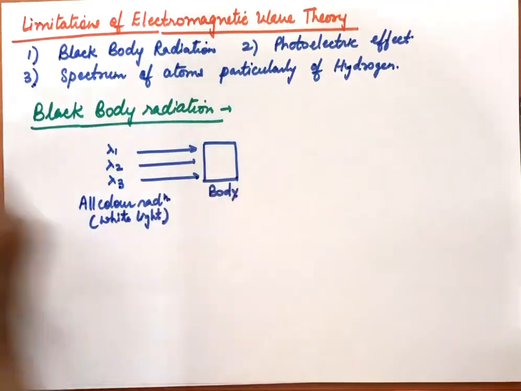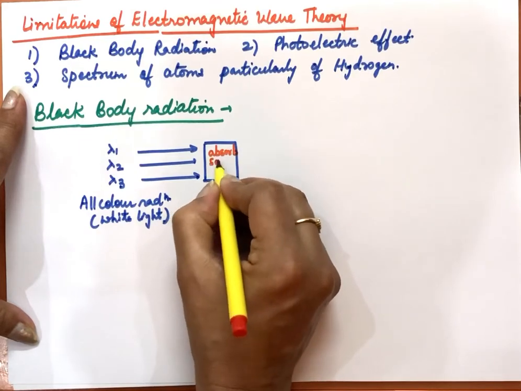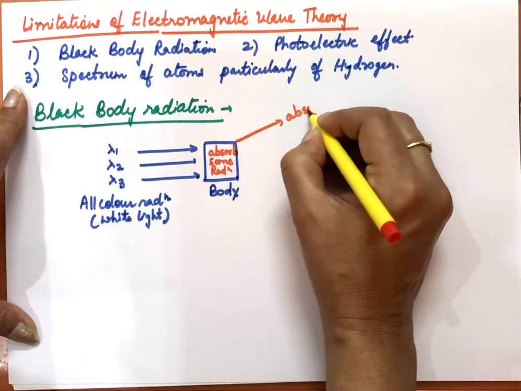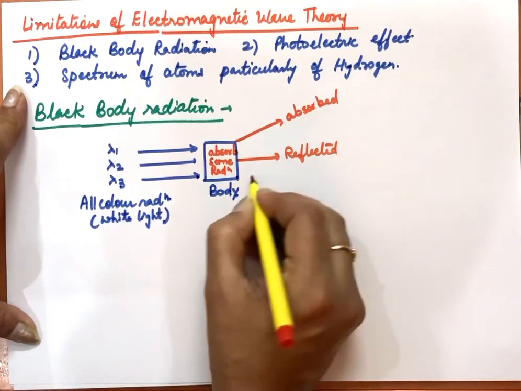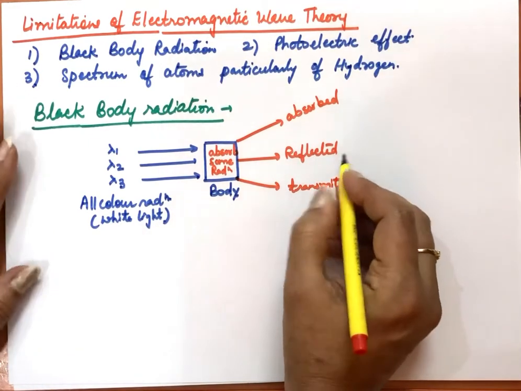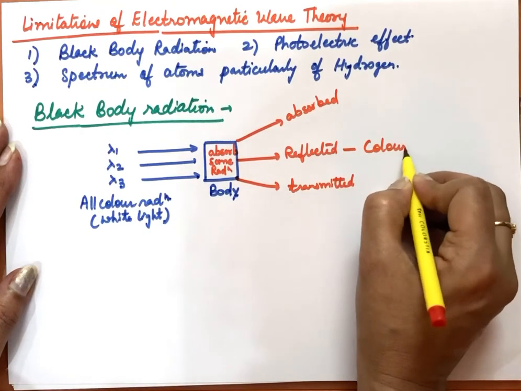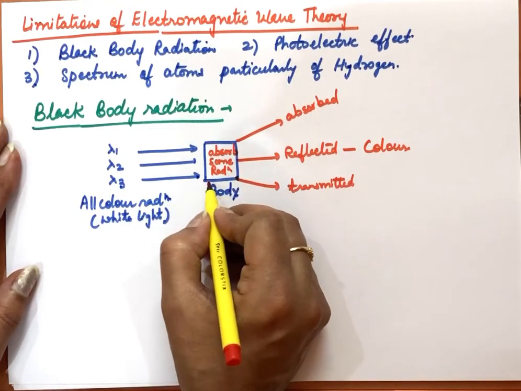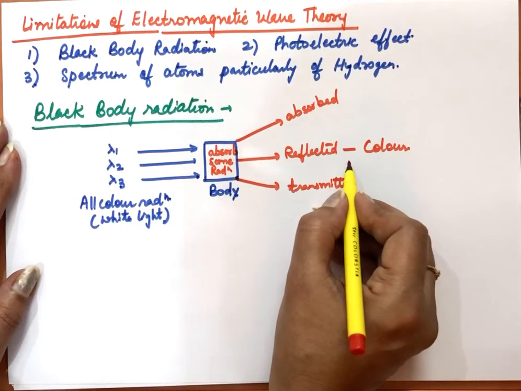So what will this body do? Now it will absorb some of the radiations, wavelengths falling on this, and some of these will be reflected by this body and some radiations will be transmitted by this body. And the radiation that is reflected by the body, the corresponding color of this will be seen of this body. Suppose blue color is reflected, so this body will look like a blue color to us. So the color of the body depends on the radiations which are reflected by this body.